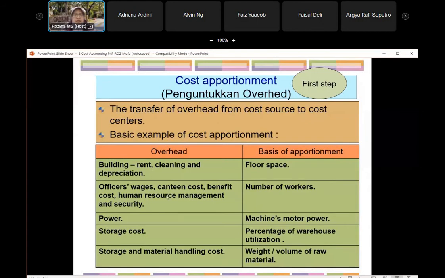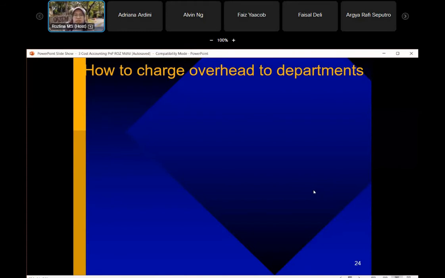Then we have gone through cost apportionment. This is for overhead. We have a method to apportion and distribute the overhead to the product. Let's say this is the overhead, so we use this as the basis. Then how to charge.